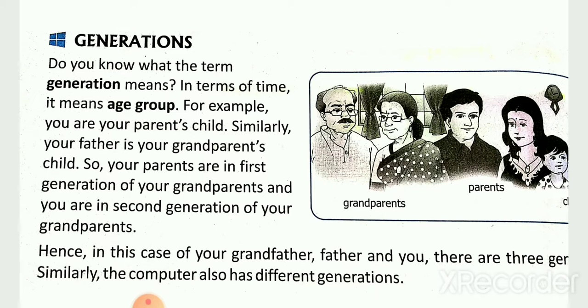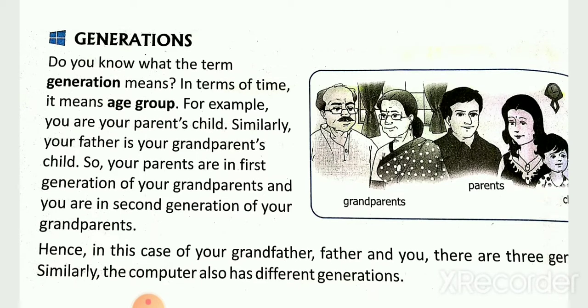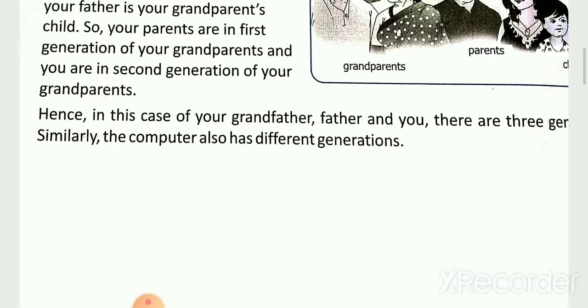For example, you are a child of your parents, and your parents are a child of your grandparents, so your parents are the first generation of your grandparents and you are in the second generation of your grandparents. Everyone understood here? Next, in this case of you, your grandfather, father and you, there are three generations. Similarly, the computer also has different generations.